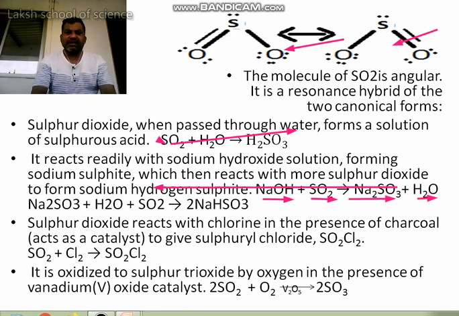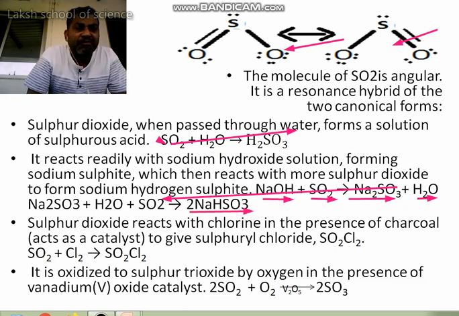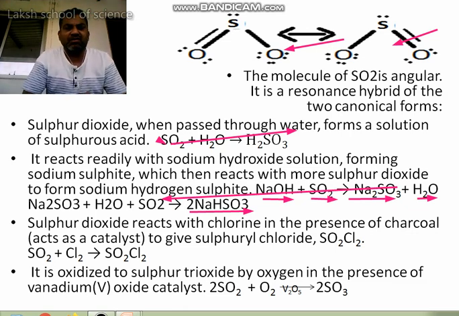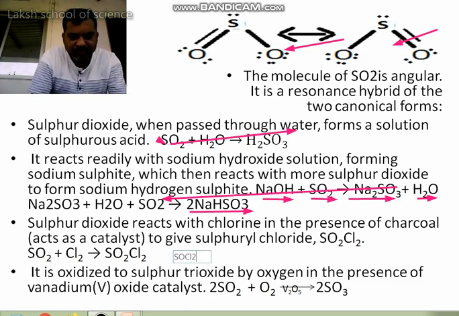Sodium hydroxide reacts with sulfur dioxide SO2 to give sodium sulfite and water. This sodium sulfite is further reacted with SO2 to give NaHSO3, sodium hydrogen sulfite. This will be the important idea. Sulfur dioxide also reacts with chlorine in the presence of charcoal, and a new product SO2Cl2 is formed, the two molecules join, and that is sulfuryl chloride. Now I am writing another product, pay a little attention.